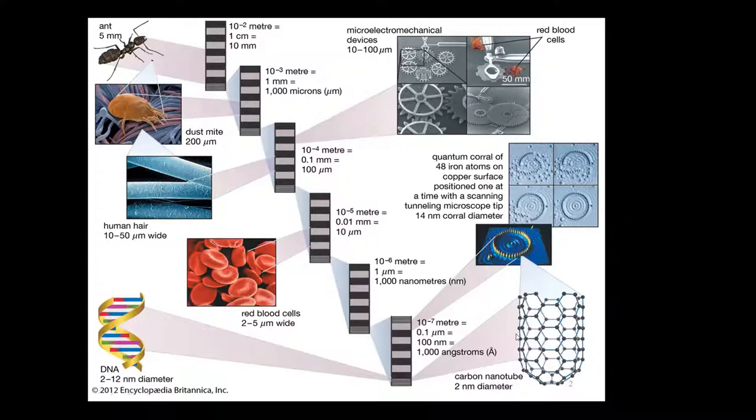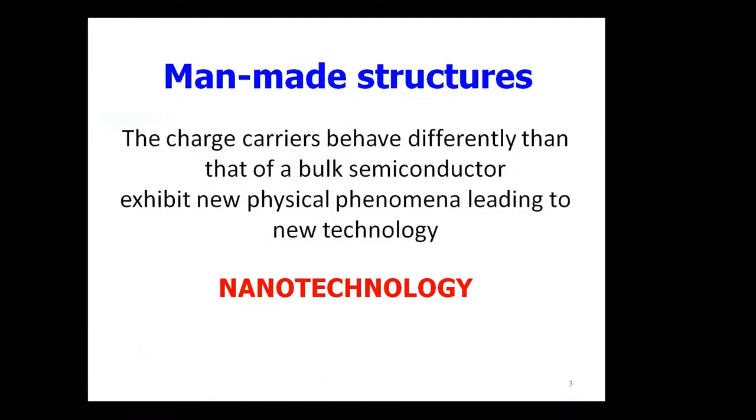For example, you can see a CNT, carbon nanotube, which is made up of graphene and has a diameter of 2 nanometer. So what is nanotechnology first? Nanotechnology deals with man-made structures where the charge carriers behave differently than in a bulk semiconductor, and it exhibits new physical phenomena leading to a new technology known as nanotechnology. That means in nanotechnology, we play with atoms. We can arrange atoms depending upon our application and device demand. That is the beauty of nanotechnology.